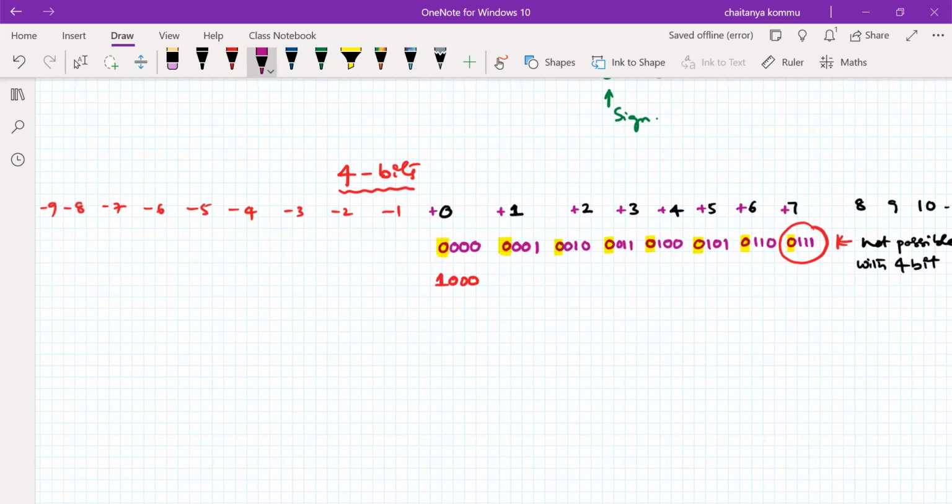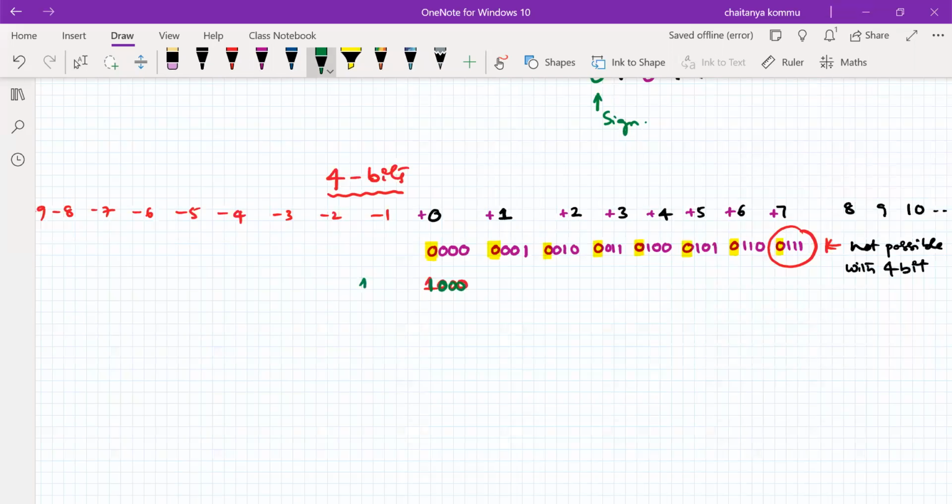So here also, I think it is better to use this color. 1 0 0 0, 1 0 0 1, 1 0 1 0, 1 0 1 1, 1 1 0 0, 1 1 0 1, 1 1 1 0, 1 1 1 1. We can do this up to this point only, because the MSB bit is meant for sign representation. So what are the maximum values that I am able to represent here?